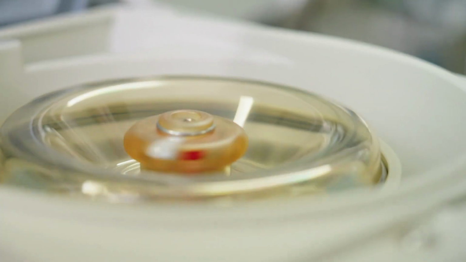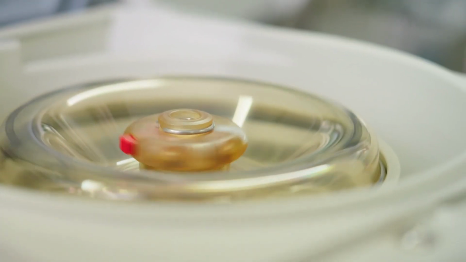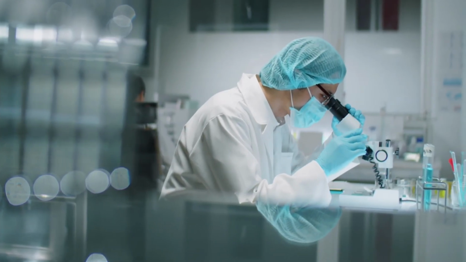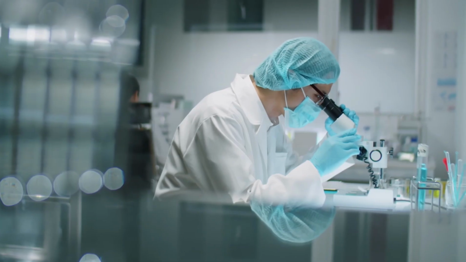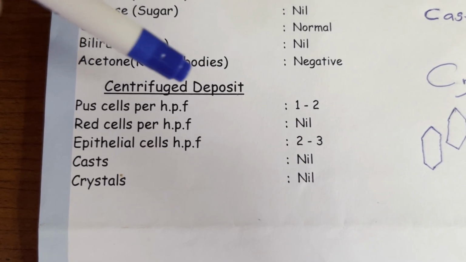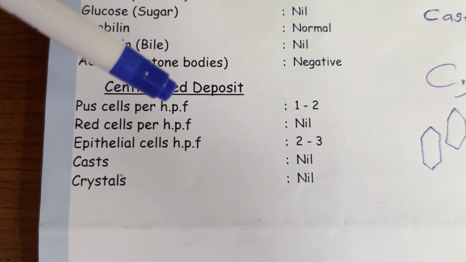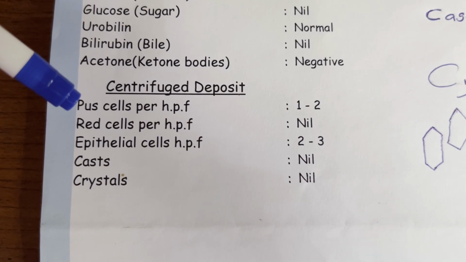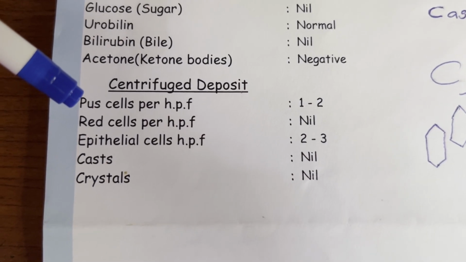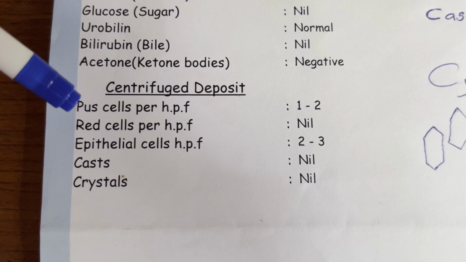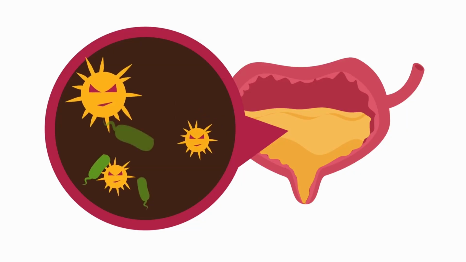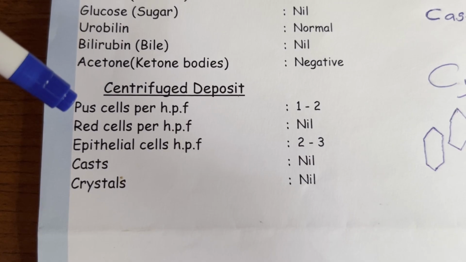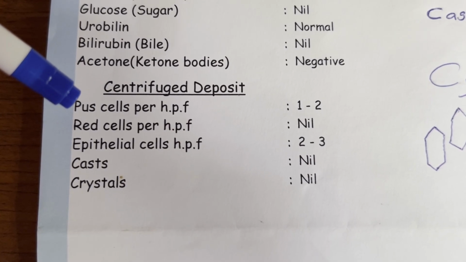To analyze the sediment, the laboratory centrifuges the urine sample to concentrate cellular elements and examines them under a high-power microscope field, 400 times magnification. Pus cells are polymorphonuclear leukocytes, WBCs. Normal range, 0 to 5 cells per high-power field. Our sample shows a safe 1 to 2. Pyuria, greater than 5 to 10 cells per high-power field, is the hallmark microscopic sign of acute inflammation or infection along the urinary tract, including cystitis, bladder infection, or urethritis.